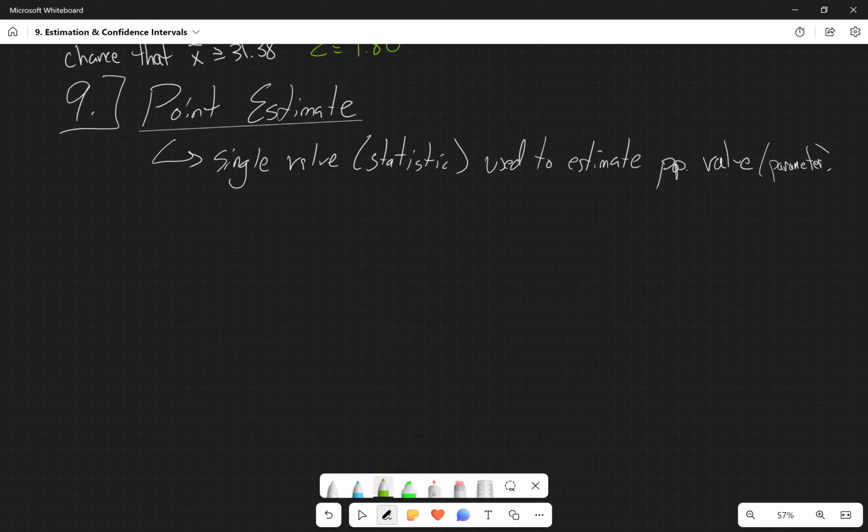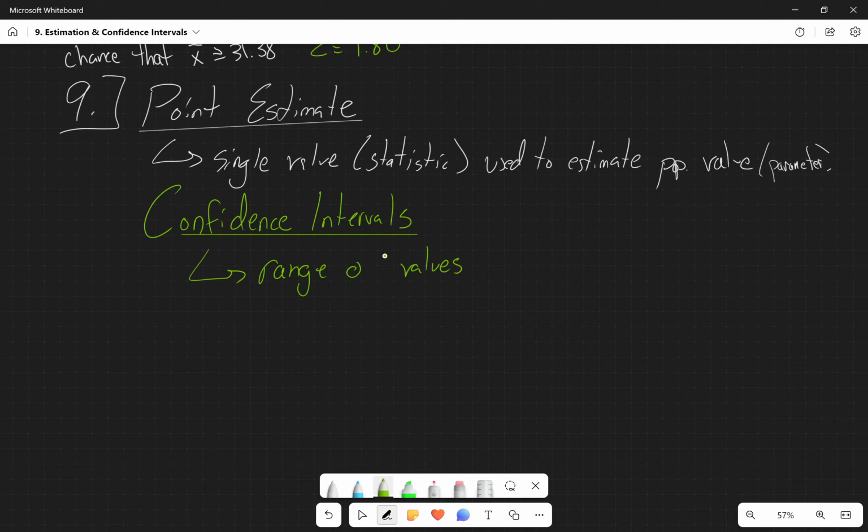But these point estimates are not 100% reflective of the population value or the parameters. And so that's why we have these things called confidence intervals. A confidence interval is a range of values within which the population parameter is expected to occur.